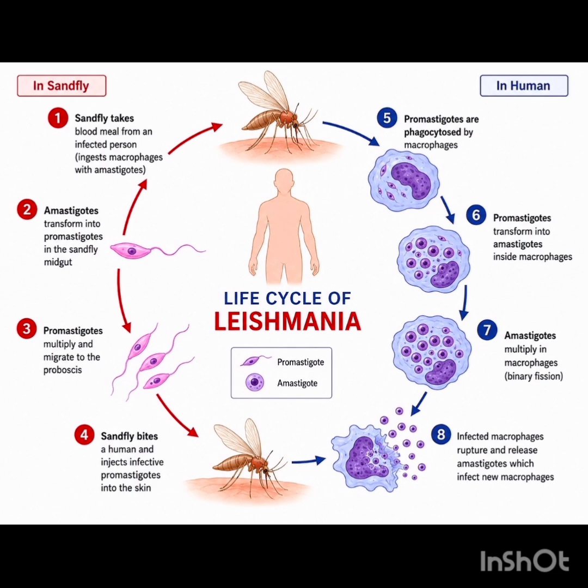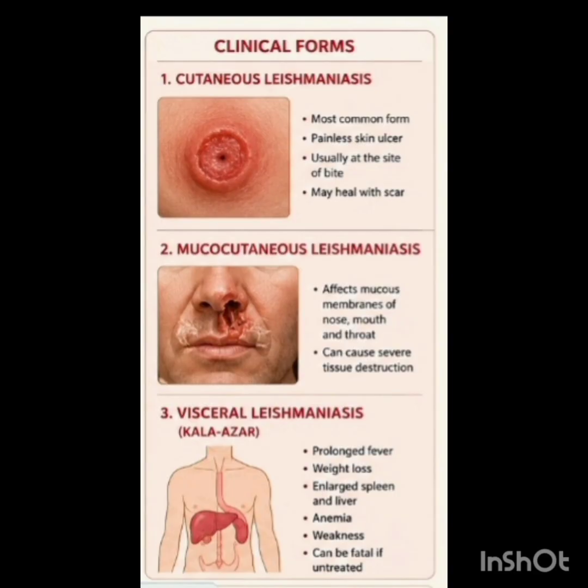But why does the same parasite cause different diseases? That depends on where the parasite establishes itself and on the infecting species. In cutaneous leishmaniasis, the battle remains mainly in the skin. A small lesion may gradually develop into an ulcer, sometimes leaving a permanent scar. In mucocutaneous leishmaniasis, the infection can extend to the mucous membranes of the nose, mouth, and throat. Potentially, it may cause severe tissue destruction.